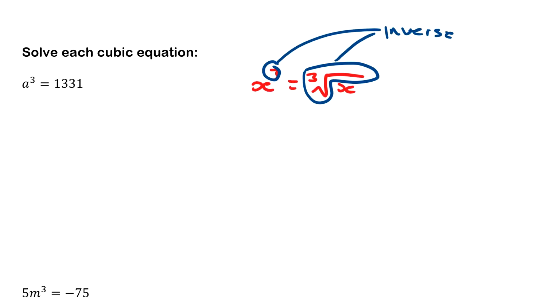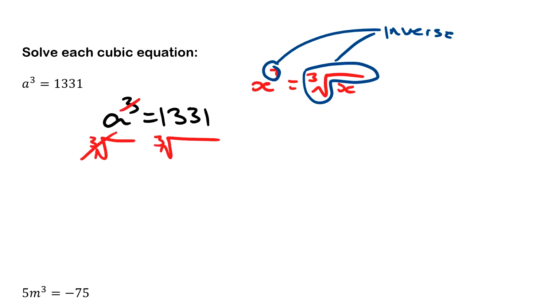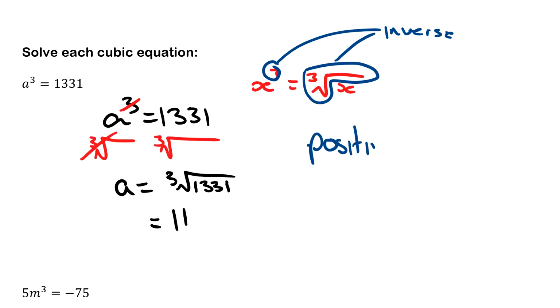So down here, if I have a cubed equals 1331, I need to cube root both sides. That cancels out to the power of 3, so I'm left with a equals the cube root of 1331, and that comes out as 11. So if a positive goes in, we get a positive out.